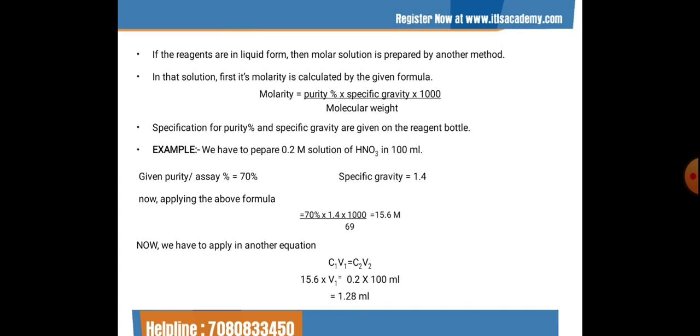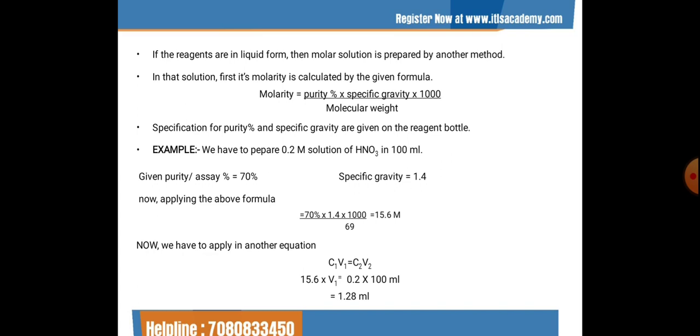As I told you earlier, a solution could be prepared by dissolving solid in liquid or liquid in liquid. Now here is the condition that our solute from which we have to make the solution is present in the liquid form. For making a molar solution from this type of liquid, another method is applied. In that solution, first its molarity is calculated by the given formula, that is, molarity equals purity percent into specific gravity into 1000 upon molecular weight.